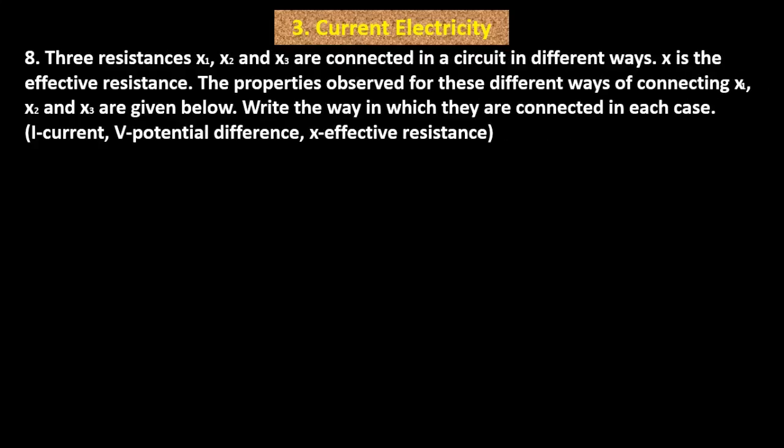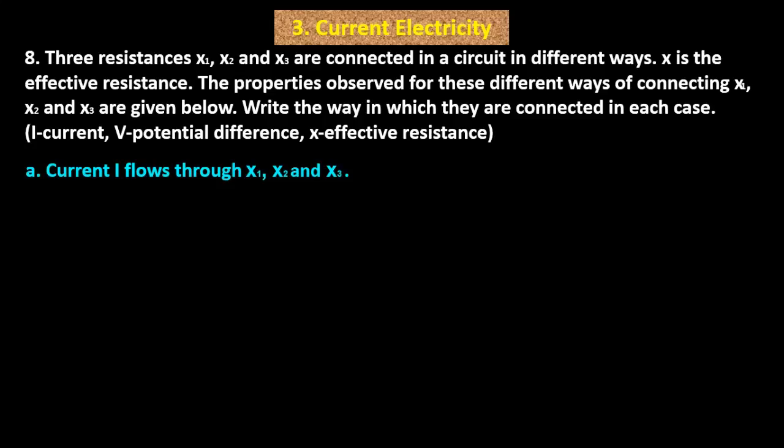Dear students, now question number 8. Three resistances X1, X2 and X3 are connected in a circuit in different ways. X is the effective resistance. The properties observed for these different ways of connecting X1, X2 and X3 are given below. Write the way in which they are connected in each case. I. Current. V. Potential difference. X. Effective resistance.